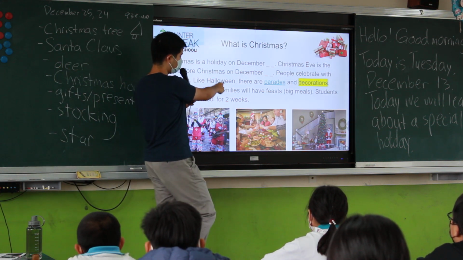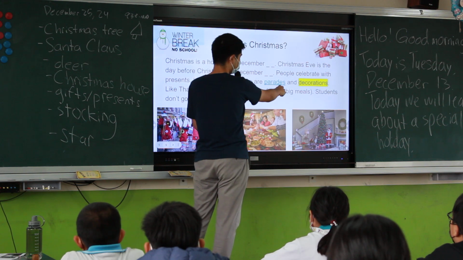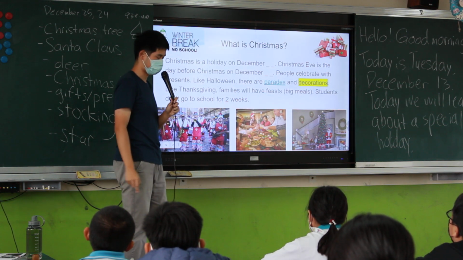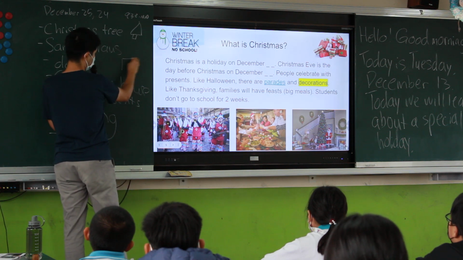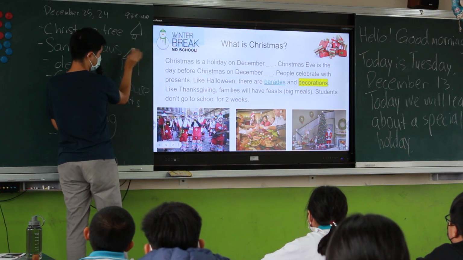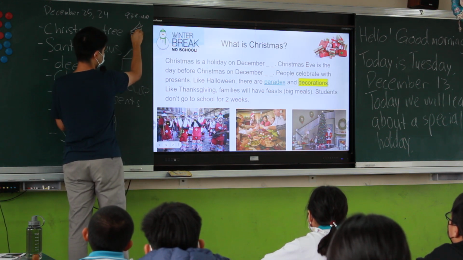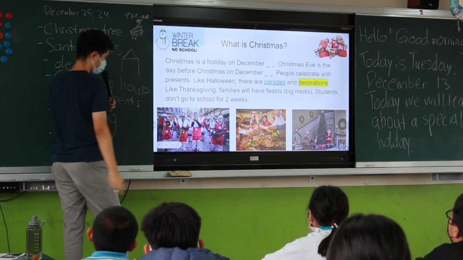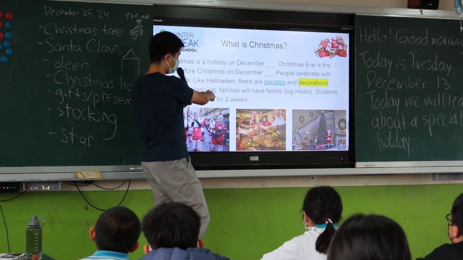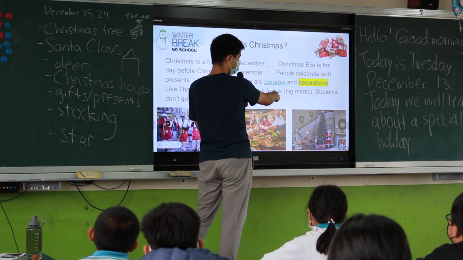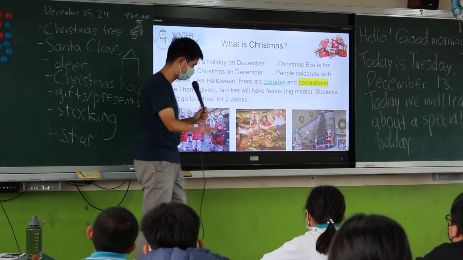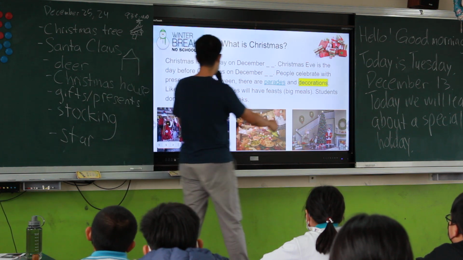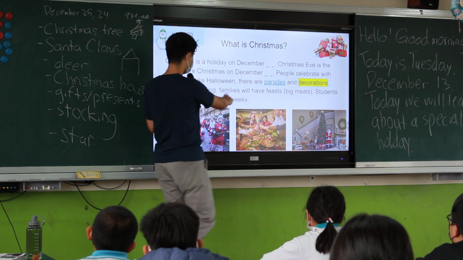Like Halloween, there are parades and decorations. We will see decorations later today too. Decorations are when you have a house and you put stuff there. Maybe in your tree, you hang stuff there too. Decorations. Okay. Like Thanksgiving, families will have feasts, which is big meals. They'll eat a lot. You can see here, they're eating a lot. And students don't have to go to school for 2 weeks.